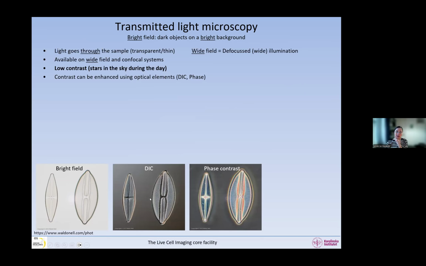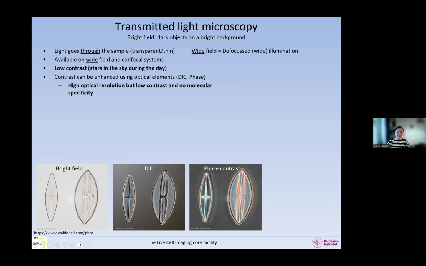But the contrast can be enhanced using some optical elements. And so this is the case for differential interference contrast, that you can see here, which gives like some sort of a 3D effect, and also phase contrast. And so these are images of the same objects taken with the 3 different techniques. And then there is another one called dark field, which will appear a bit later. When we increase the contrast, we can have a high optical resolution.